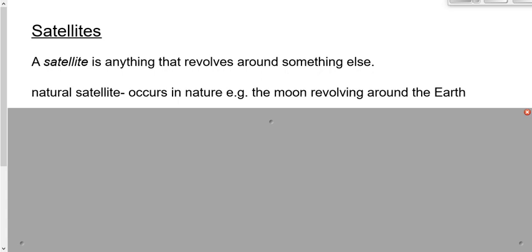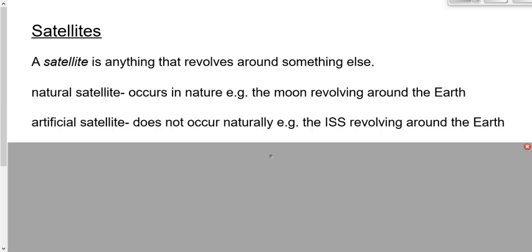But they behave the same way as artificial satellites, which do not naturally occur in nature. We've put them there. The International Space Station orbiting the Earth, the Space Shuttle up until a few years ago orbiting the Earth.